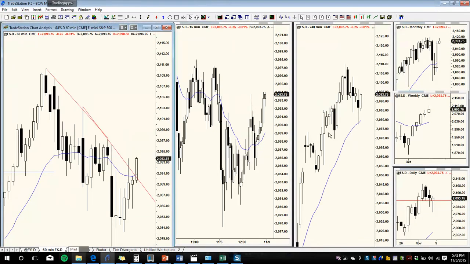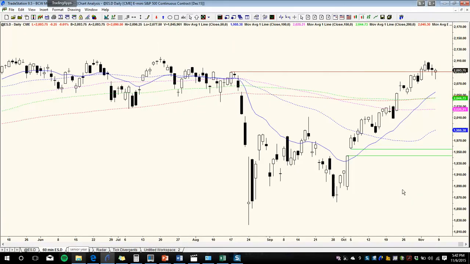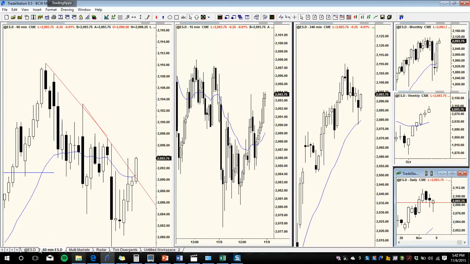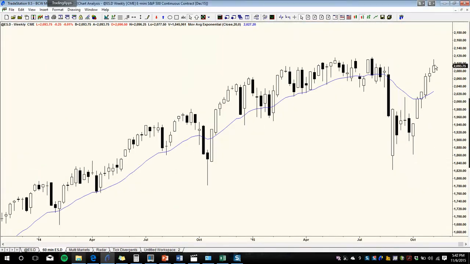And as you can see, daily chart, August, here's the August sell-off. We tried to break below yesterday's low, and we obviously failed. Weekly chart, close somewhere in the middle.